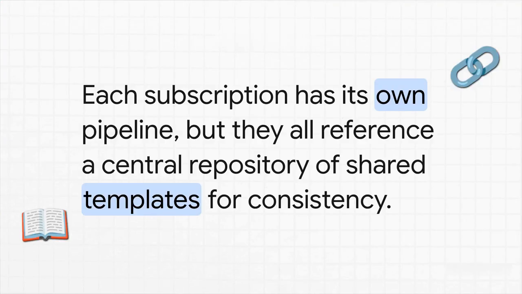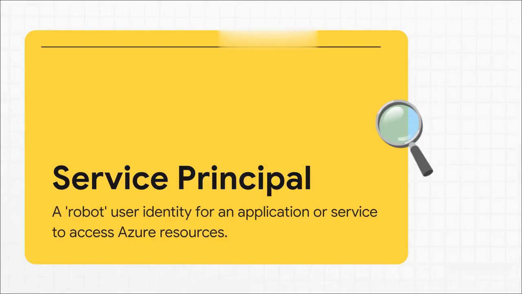Now, to keep things from going completely off the rails, they all have to reference a central library of shared pipeline templates. This makes sure that everyone is following the same approved deployment steps, even if they're kicking them off locally. The identity you're using here is usually a service principal. You can just think of it like a service account, a robot user for your pipeline.